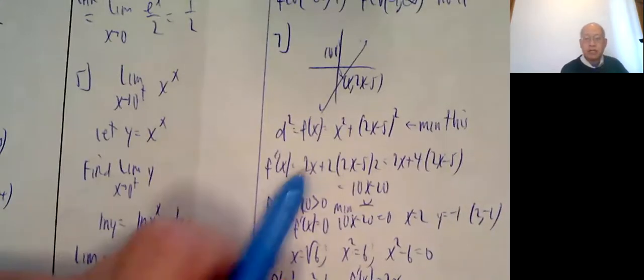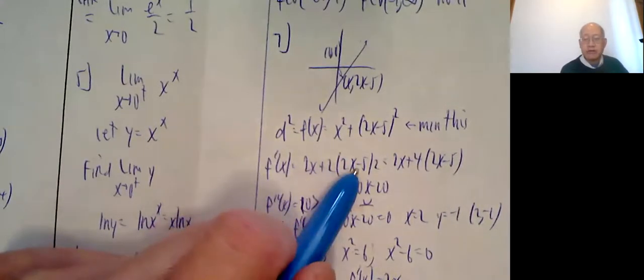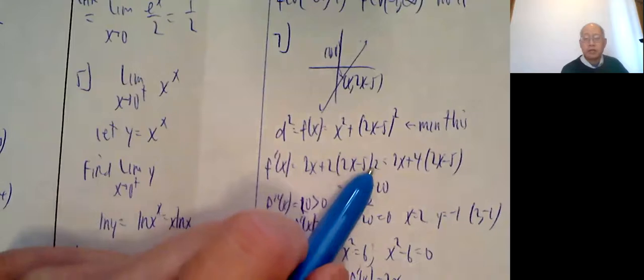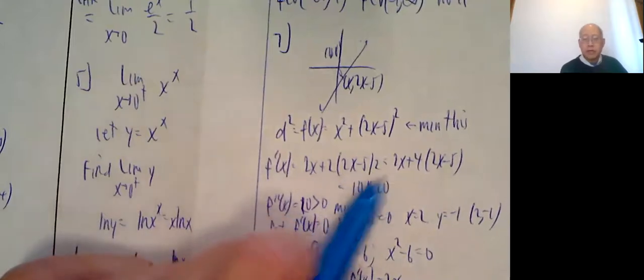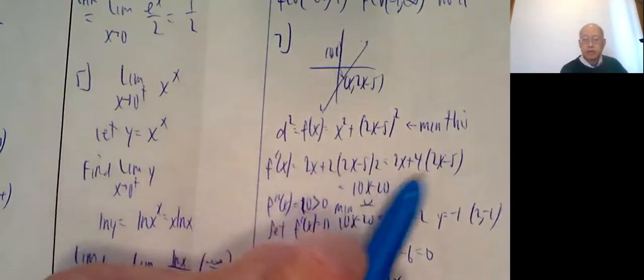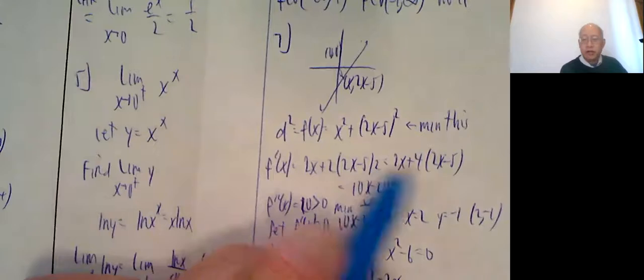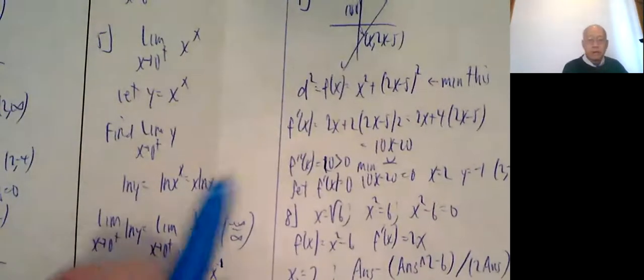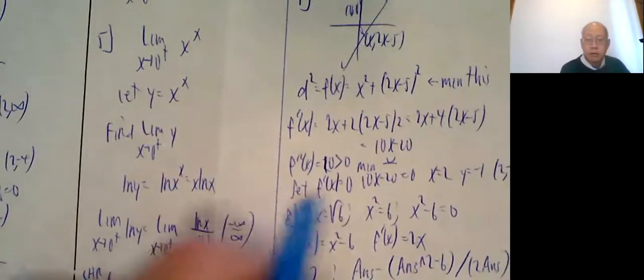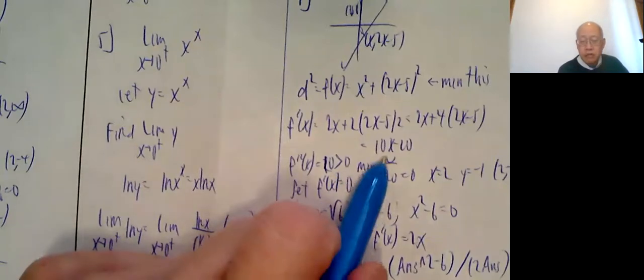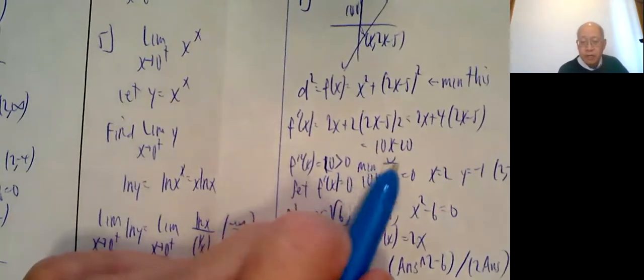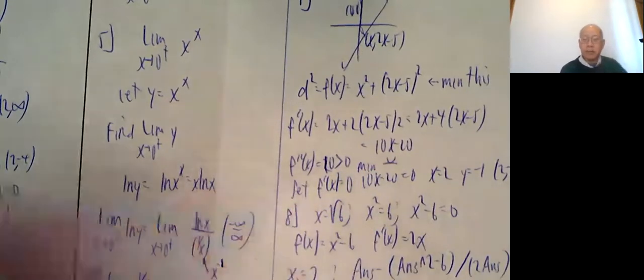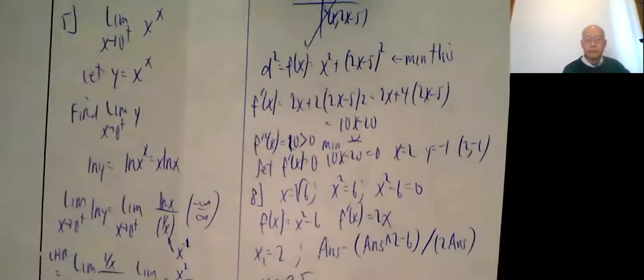So f prime is 2x plus 2 times 2x minus 5 to the first power times 2 by the chain rule. 2 times 2 is 4. 2x plus 4 times 2x minus 5. 2x plus 8x is 10x minus 20. F double prime is 10. That's greater than 0, which tells me I have a minimum, which tells me if I have a concave up situation at a horizontal tangent, I have a minimum. That's what I'm looking for.